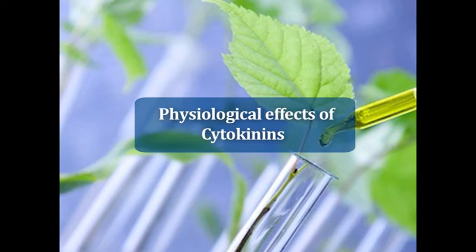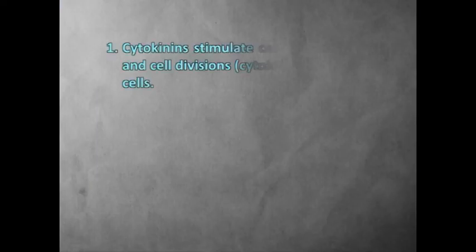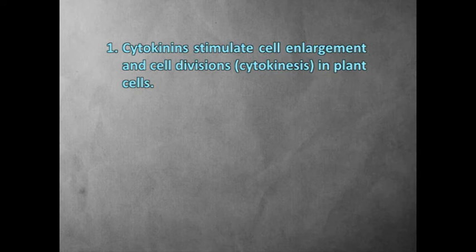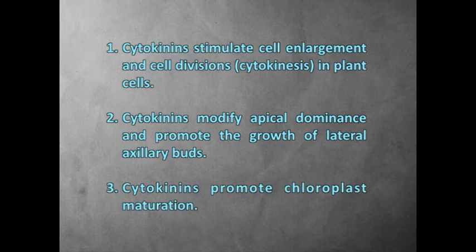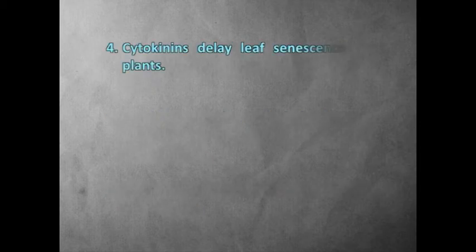Next, let us learn about the physiological effects of cytokinins. Cytokinins stimulate cell enlargement and cell divisions, known as cytokinesis, in plant cells. The next effect is cytokinins modify apical dominance and promote the growth of lateral axillary buds. Thirdly, cytokinins promote chloroplast maturation. The next effect is cytokinins delay leaf senescence in plants.